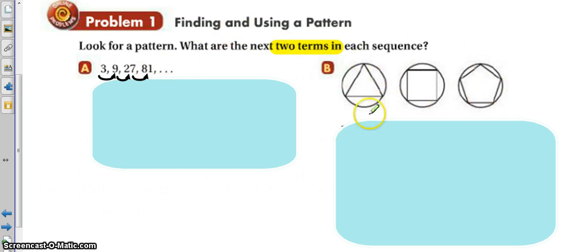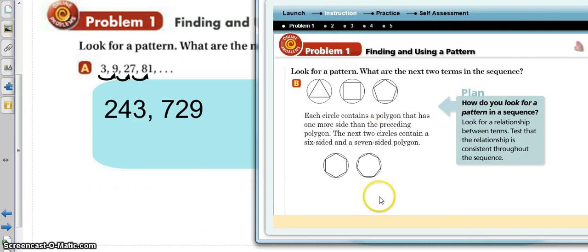We have a circle with a triangle, then a circle with a square, then a circle with a pentagon. See if you can figure out what the next two shapes would be. So for B, hopefully you notice that the pattern is that the shape is getting one more side, or the shape inside the circle is adding one more side every term we go in the pattern. So then we'll have a circle with a hexagon and then a circle with a septagon, or a 7-sided polygon.